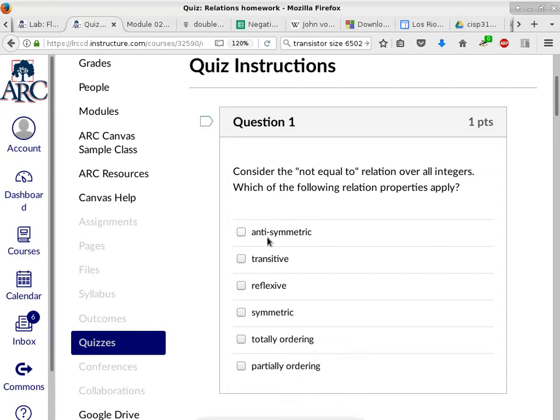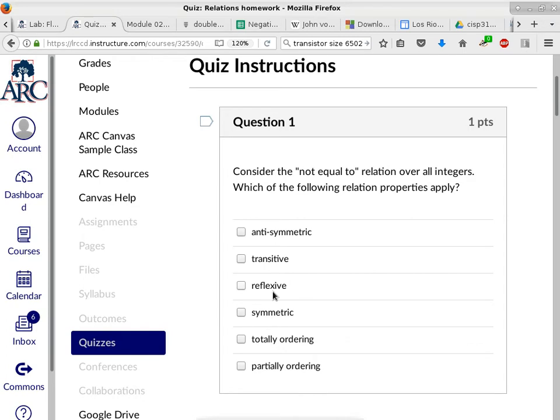So, ARB and BRA implies A equals B. Here we have not equal. So does ARB and BRA imply A equals B? Definitely not in this one. Is it transitive? What does it mean? ARB and BRC implies ARC. In this case, totally not the case, right? 1 does not equal 2, and 2 does not equal 1. Does 1 not equal 1? No. So it does not apply.